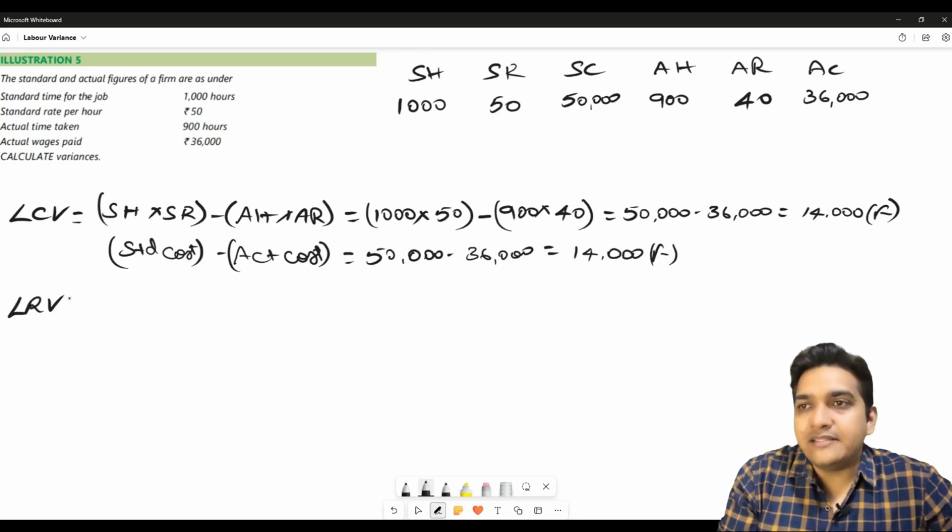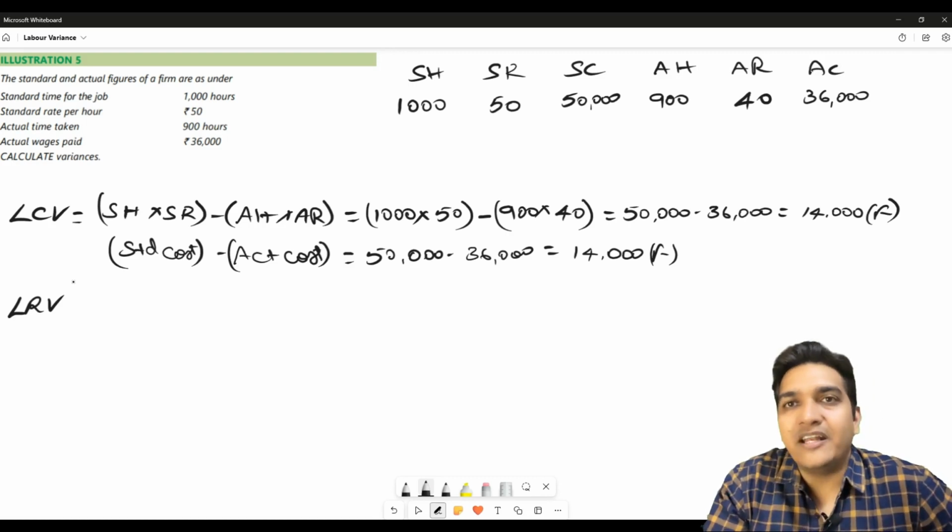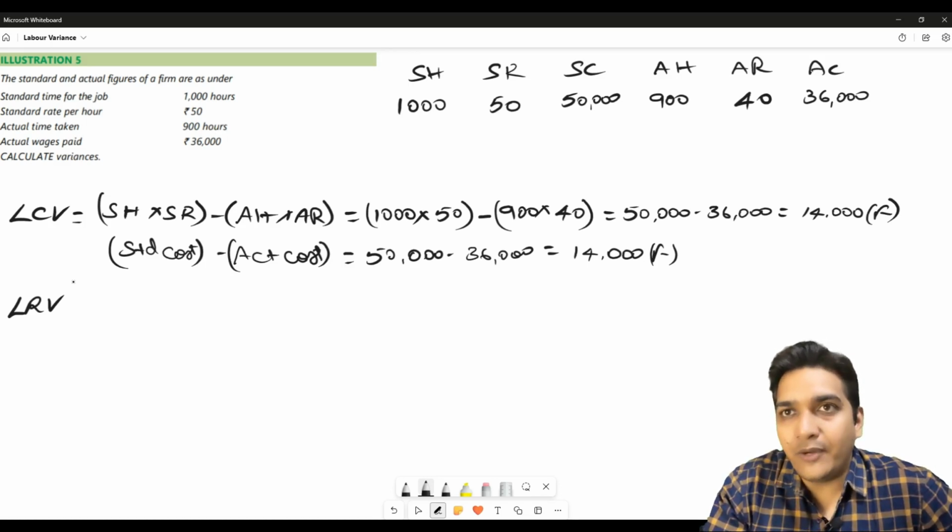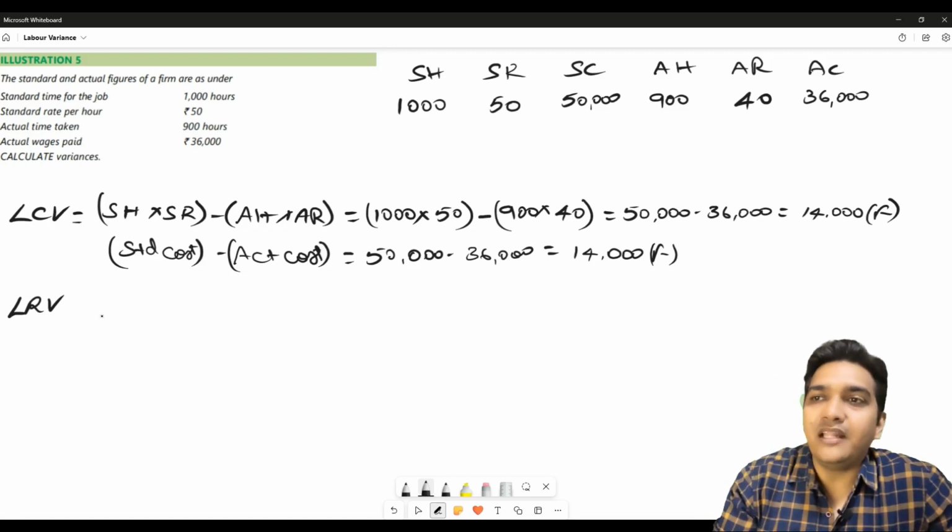Next, what is the next level of variances? Next level of variances are labor rate variance, labor efficiency variance, and labor idle time variance. As I've already told you, since the question is silent about actual hours worked and actual hours paid, we assume that the actual hours paid and actual hours worked are the same. So we will not have idle time variance. However, we can calculate the rate variance.